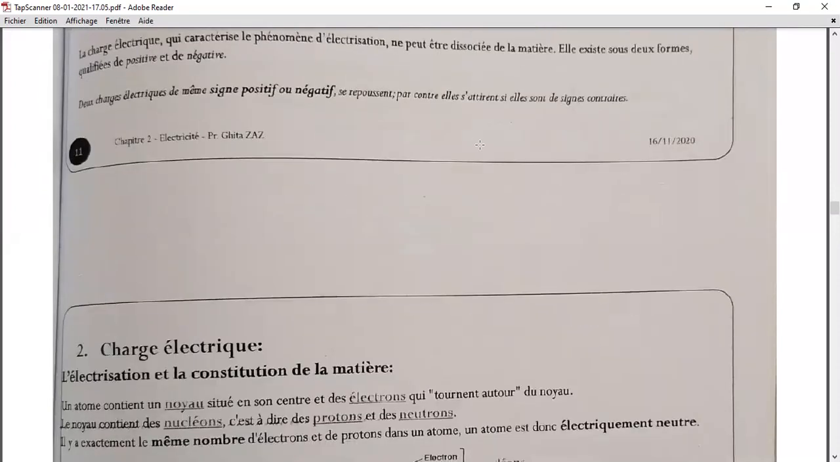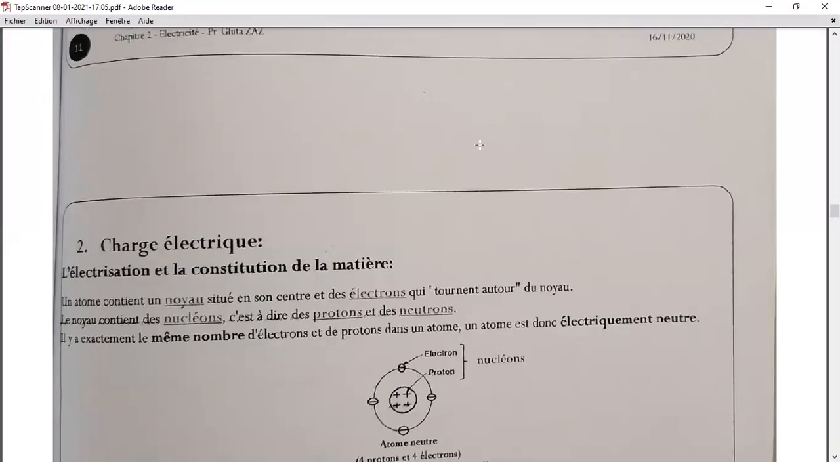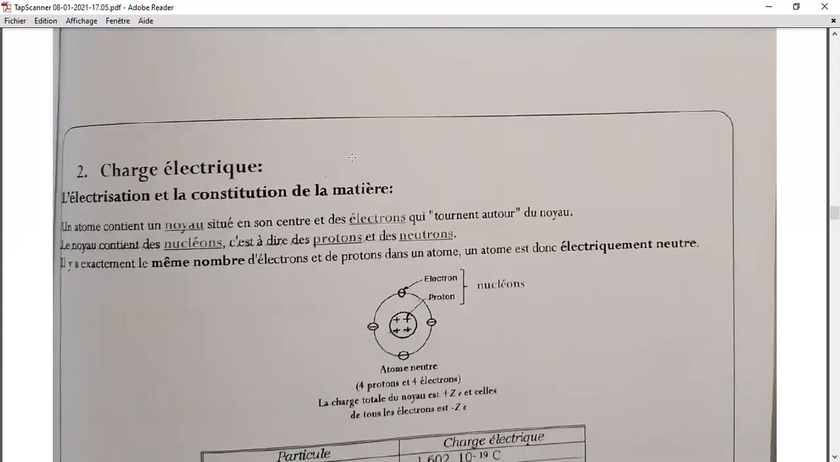If there's no question, we're still on electric charge. We've started looking at a charge now, and we are saying that we cannot talk about electricity without looking at a material first. So here we're going to look at electrization and the constitution of matter. We're also going to look at what a material is made of.